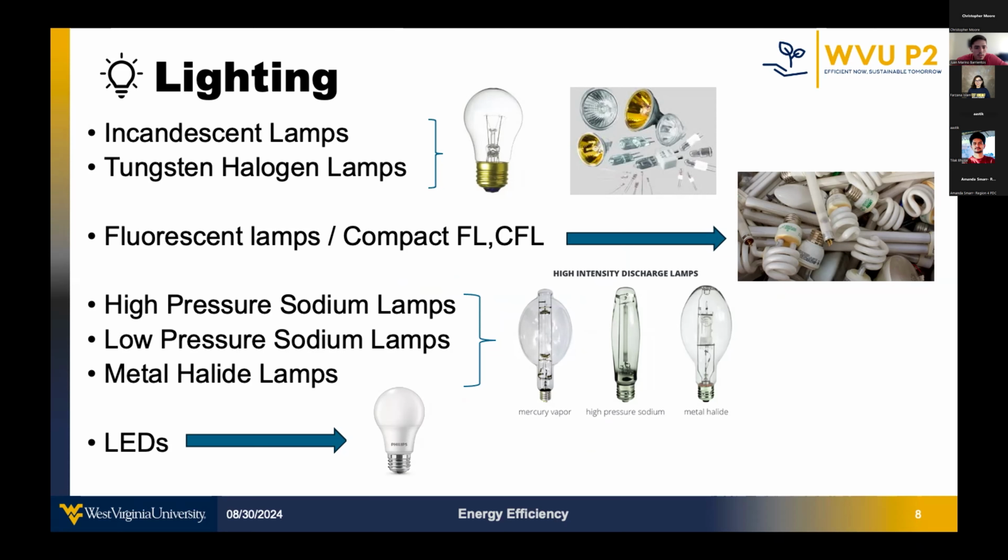Then we have high pressure sodium lamps and low pressure sodium lamps. These are often used in street lighting and large outdoor areas. They're efficient, but their color rendering isn't really that good, making them less ideal for some indoor applications. And metal halide lamps are another common type, known for their bright light output and efficiency, often used in large indoor spaces like warehouses. And finally, we have LEDs, the most energy efficient lighting technology available today. LEDs use a fraction of the energy compared to older lighting types and have a much longer lifespan, making them the preferred choice for new installations.